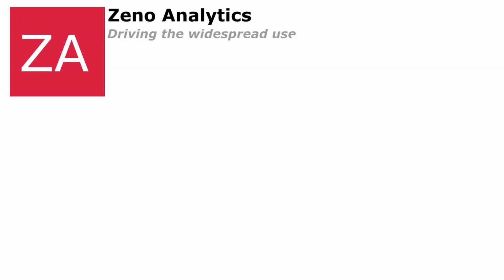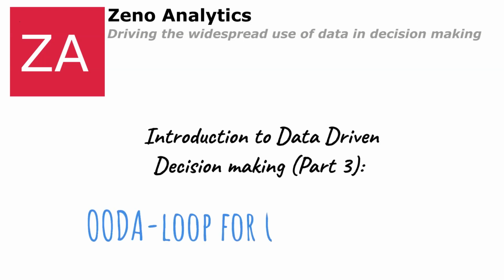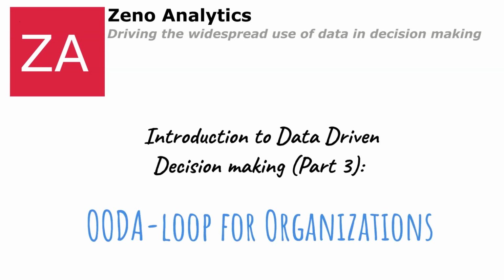In this video we will elaborate on a model we introduced in an earlier video that describes how we make decisions, the OODA-Loop. In this video we will adapt it to how organizations make decisions.